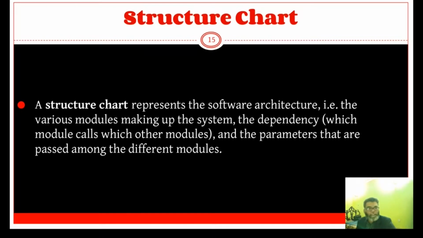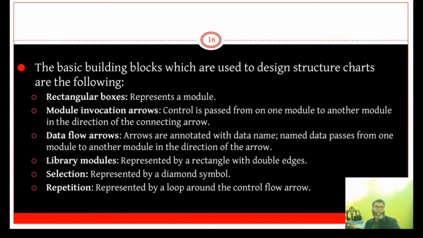A structure chart, or SC, in software engineering and organizational theory is a chart which shows the breakdown of a system into its lowest manageable levels. They are used in structured programming to arrange program modules into a tree. Each module is represented by a box which contains the module's name. The basic building blocks used to design structure charts are the following.